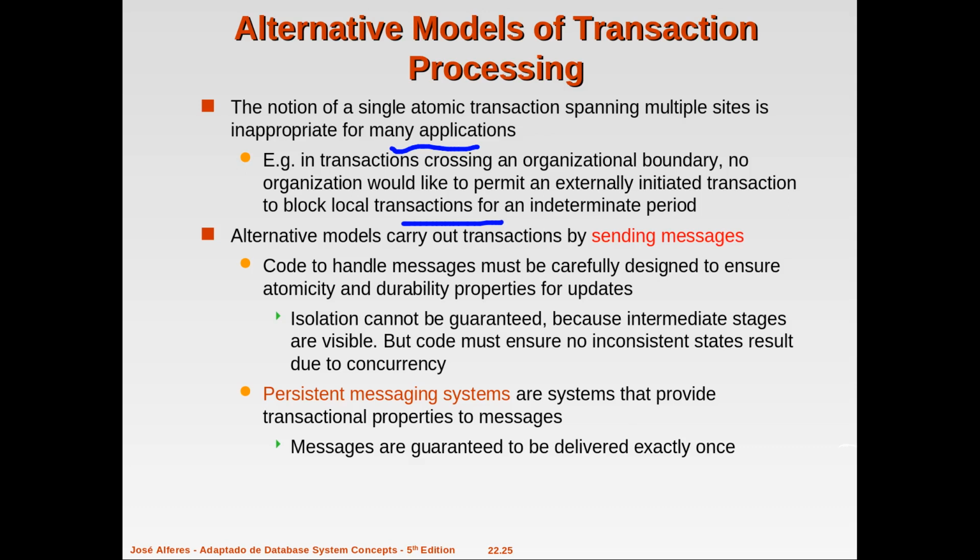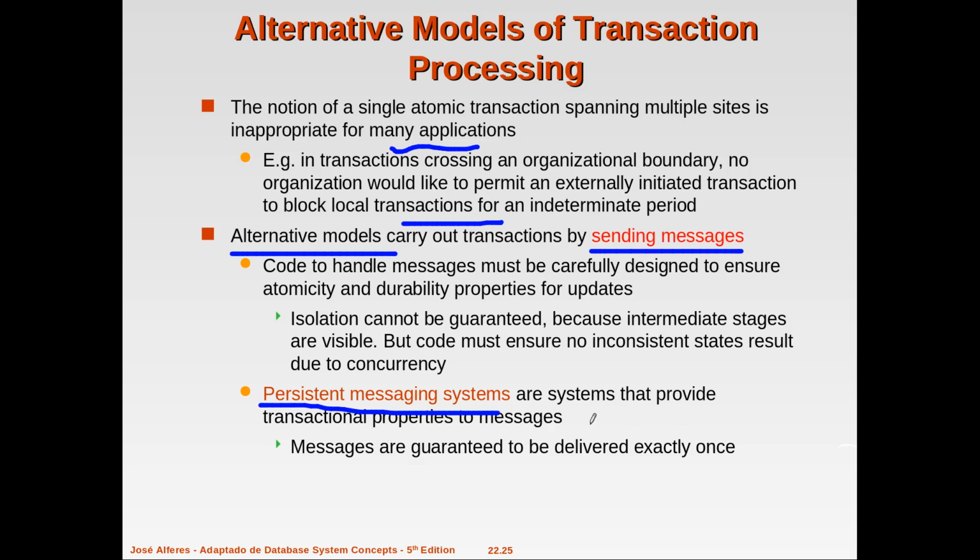It cannot be blocked. If some other transaction needs some data from this site, they can access that, but they cannot block the local transaction of the organization's local system. So what we are doing is using an alternative model for communication between different sites by sending messages. We call it a persistent messaging system.